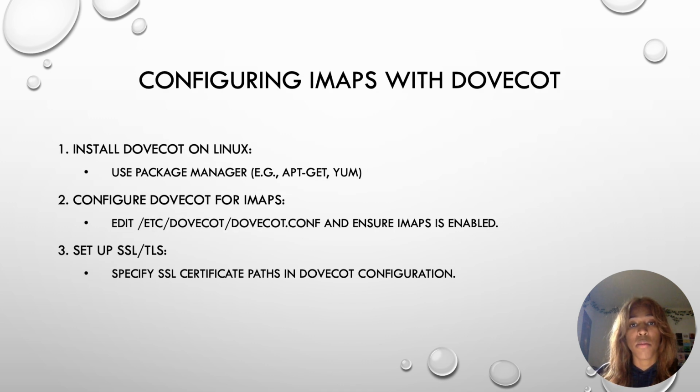Configuration of IMAPS with Dovecot. Here is what you would want to do. You would want to install Dovecot on Linux, using the package manager, and then configure Dovecot for IMAPS by editing the file and enabling IMAPS in the file. You can use nano, and you would set up SSL and TLS and specify the certification paths in Dovecot's configuration.